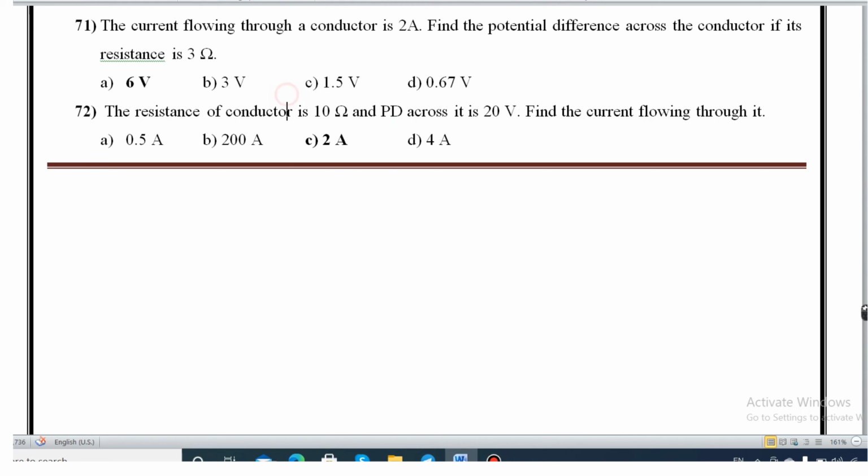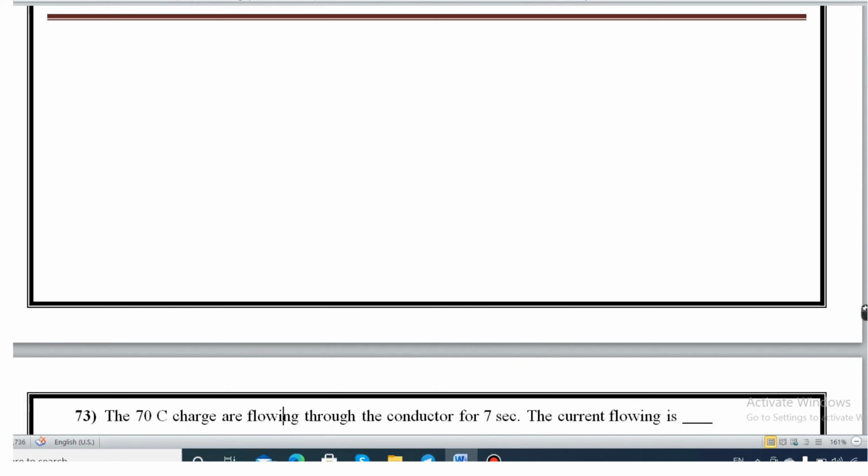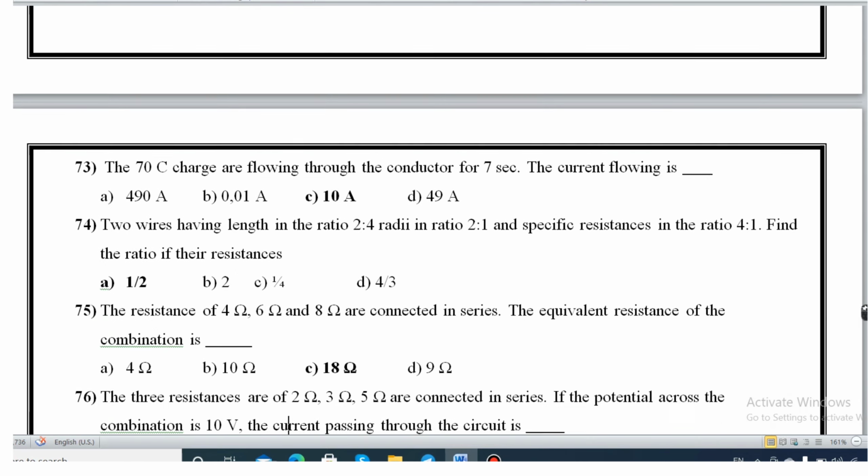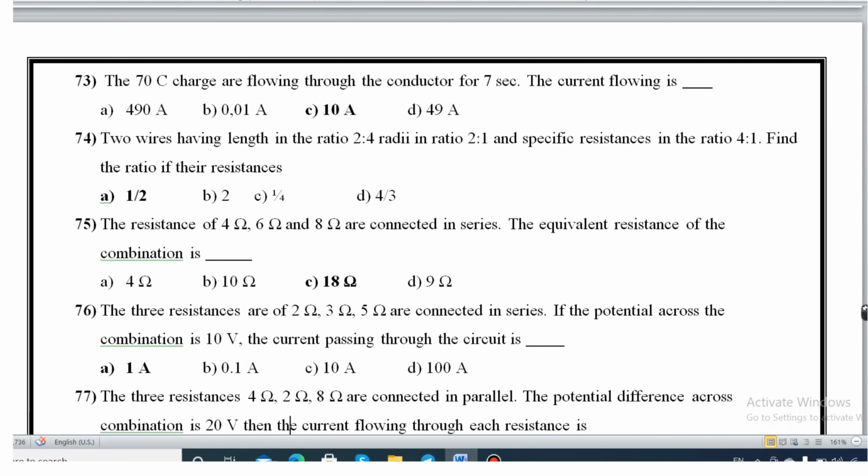The next question is question number 73. 70 coulomb of charge flows through a conductor for 7 seconds. The current flowing is 10 ampere.